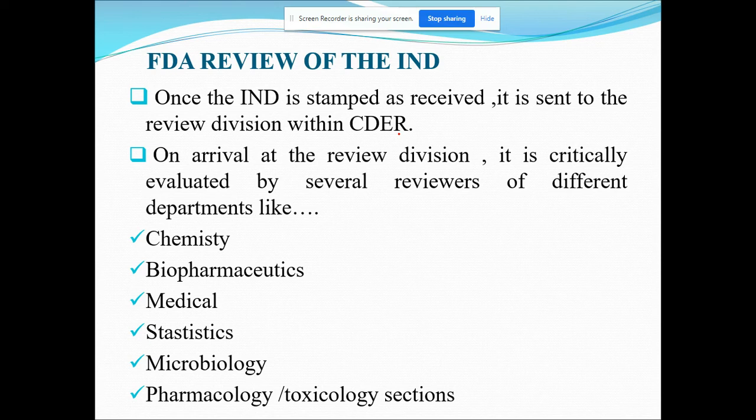Once the IND is stamped as received, then that IND is given to the review division within the CDER. Second point. On arrival at the review division, it is critically evaluated by several reviewers of the different departments. Once your IND application goes to the review division, your entire application is evaluated and checked there.